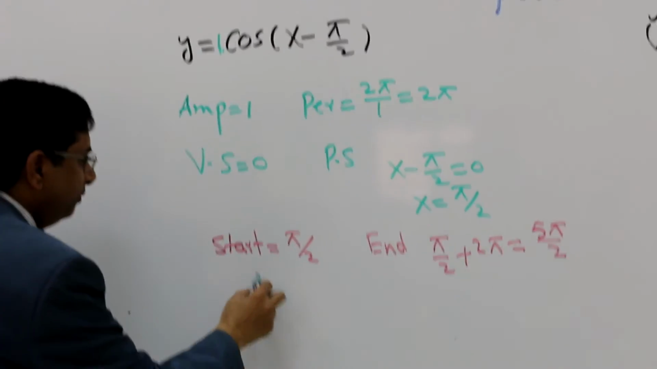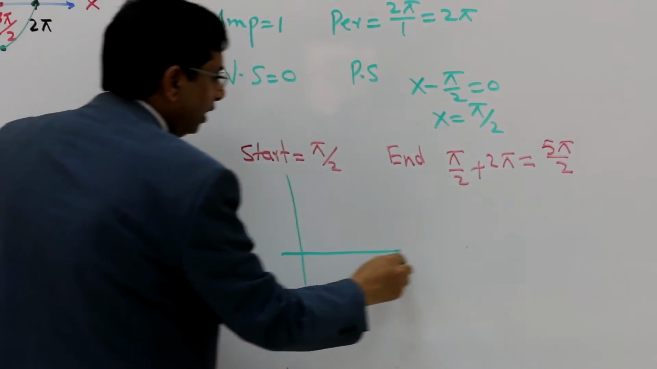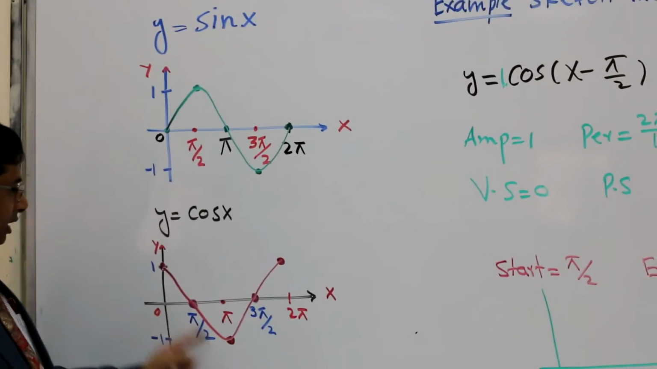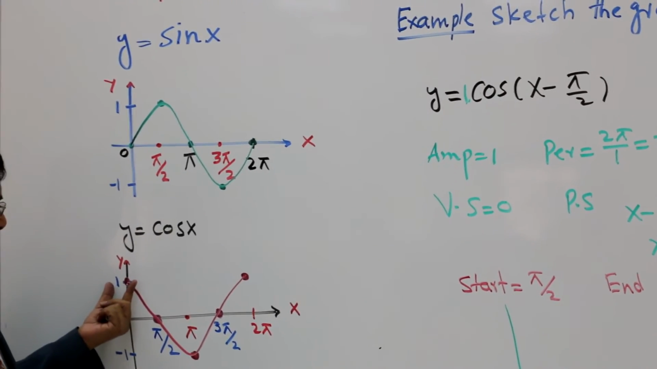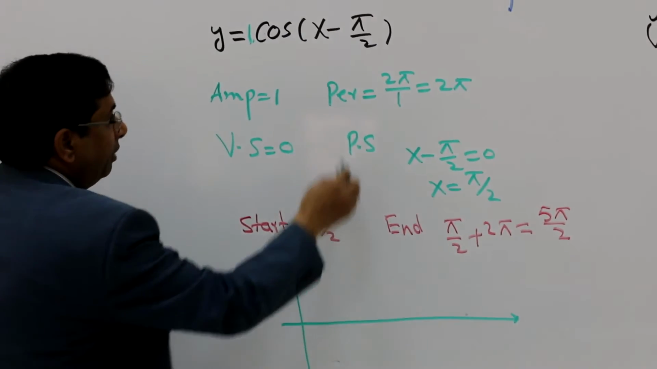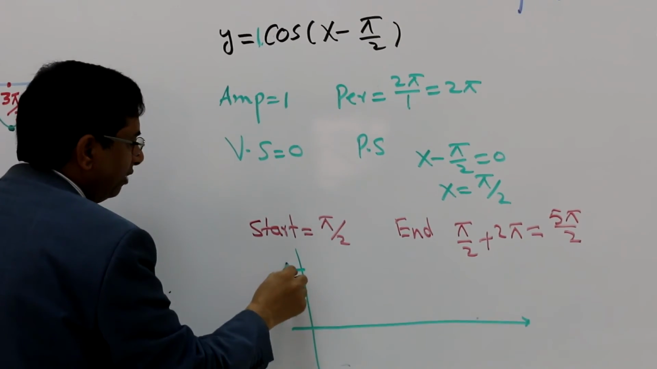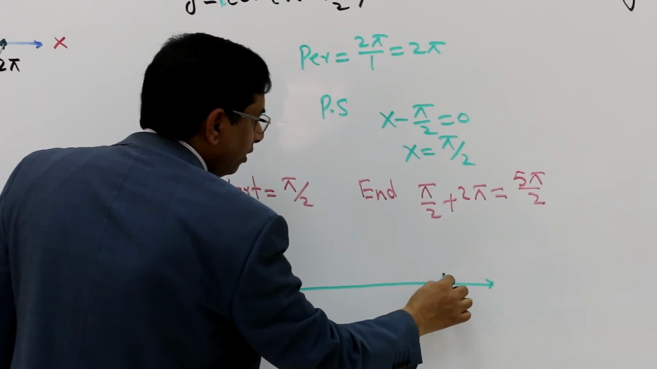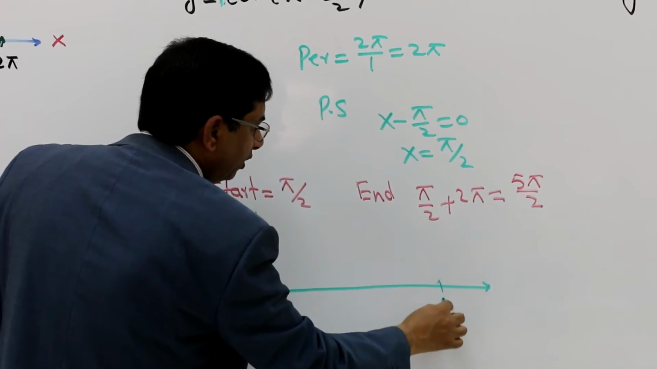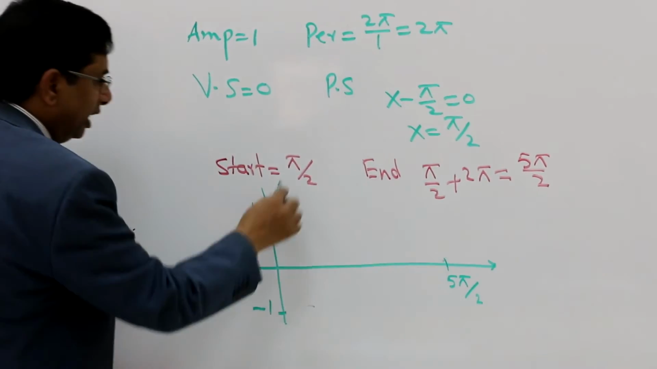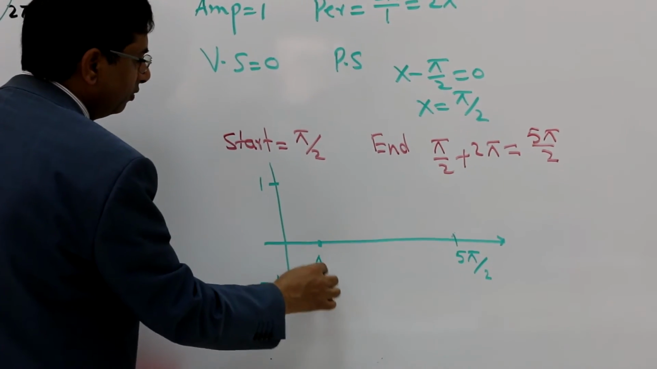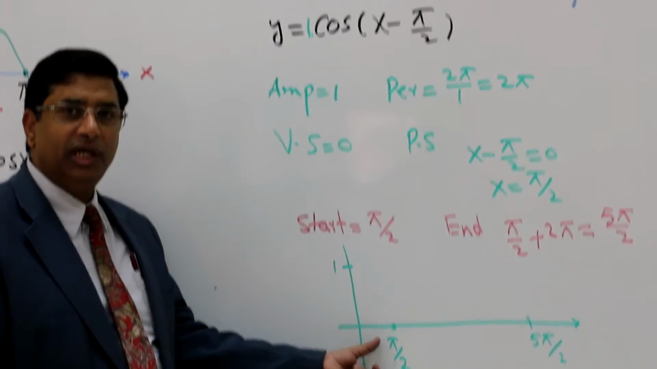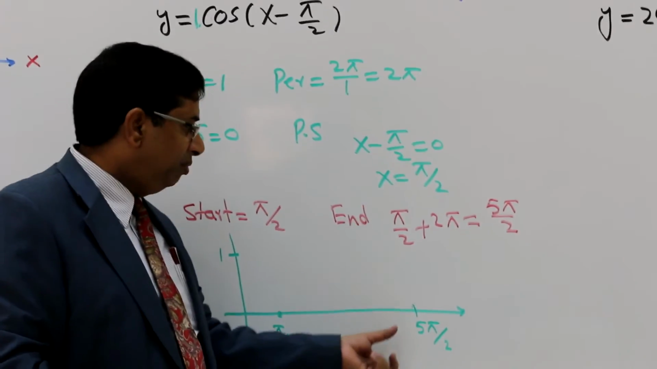Now we graph this one. You know the shape of this function. Cosine has this shape and starts from 1. But here the phase shift is pi over 2, so yes, we write 1 over here, negative 1, and this one is 5 pi over 2 and starts from pi over 2. Look at it. Starting point mark, which is pi over 2, then write down the end point. And the end point is 5 pi over 2.